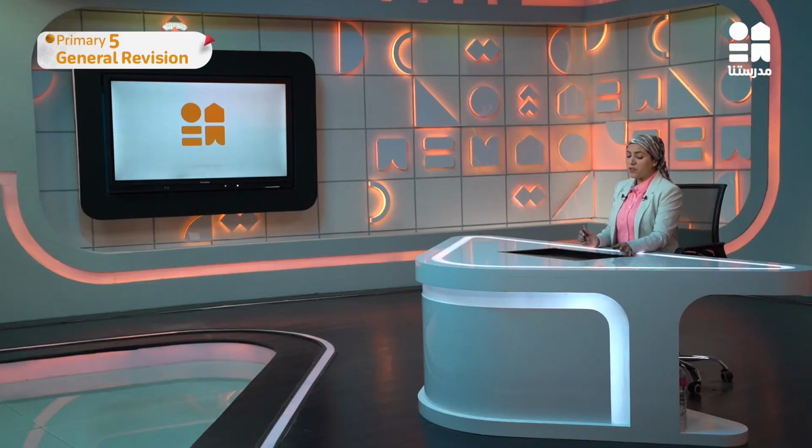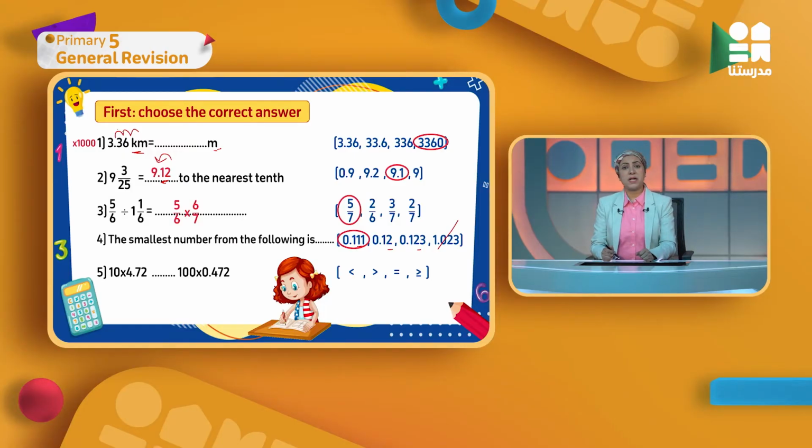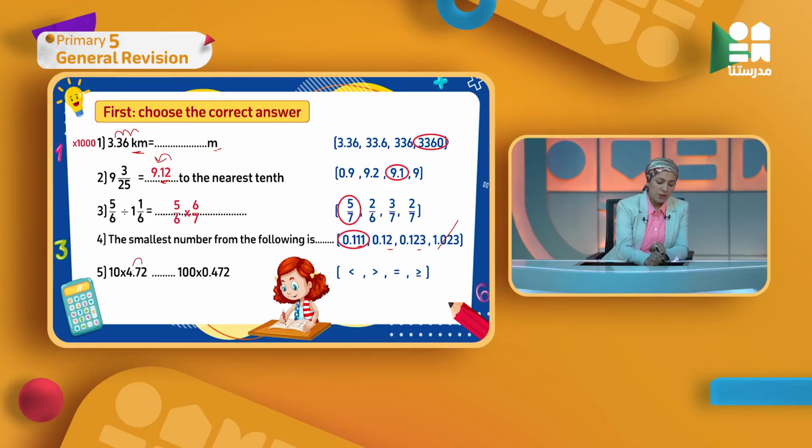I'll start with the first one. Here it's times 10. Times 10 means that I will move the decimal point to the right hand side. Okay? And here it's times 10. Times 10 means that I will move it only one place to the right. So here the decimal point will be moved one place to the right. So the answer will be 47.2.